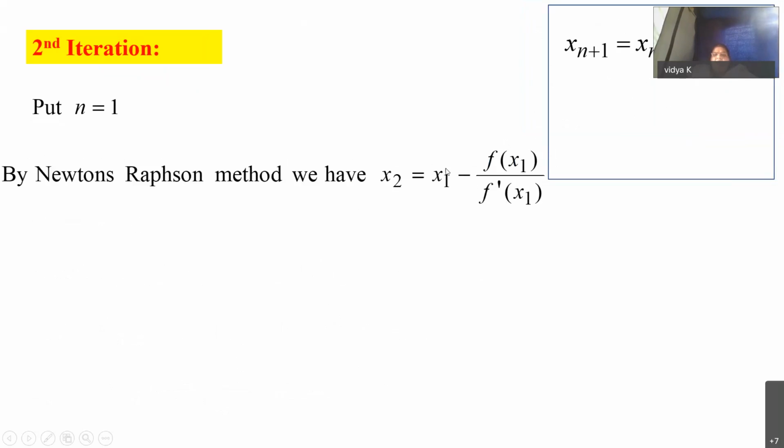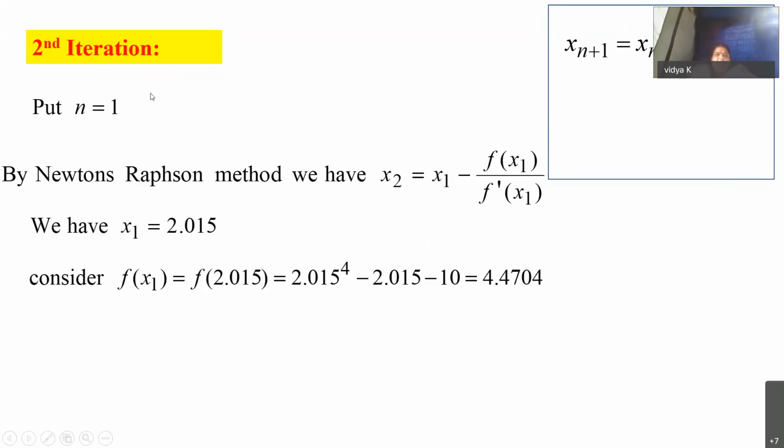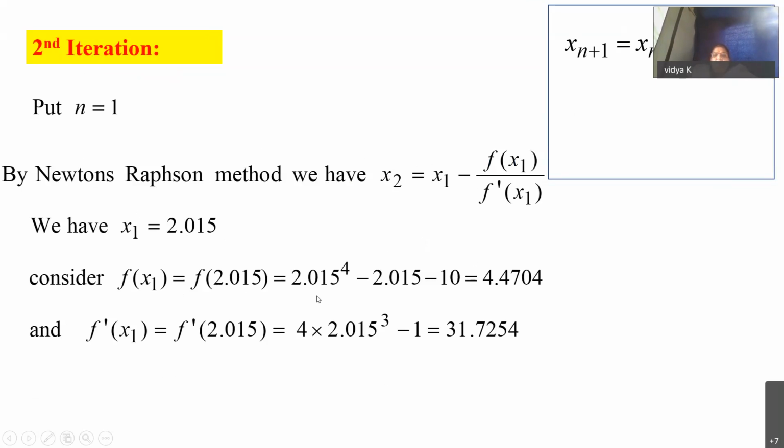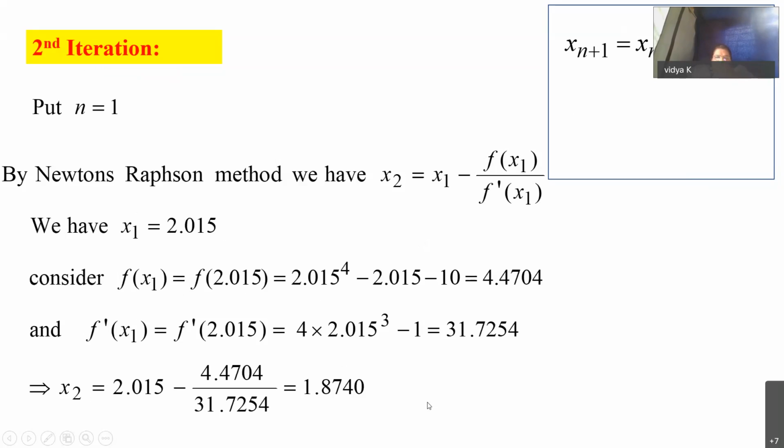Now go to the second iteration. Here iteration is easier, no need to replace anything. So x2, put n equal to 1 now. So it becomes x1 minus f at x1 by f dash at x1. x1 you took as a, the value you got earlier, it is 2.015. So f at x1 and f dash at x1, substituting in the formula, you get this.